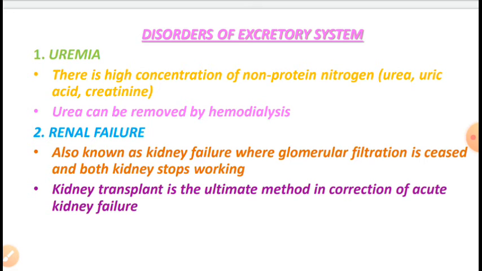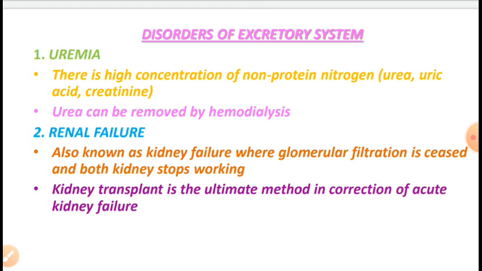When the kidney stops functioning, what is the main function of the kidney? The elimination of excretory waste or harmful substances from the body, that is the main function. And this condition, the accumulation of urea in blood, known as uremia, is highly harmful and may lead to kidney failure. In such patients, urea can be removed by a process of dialysis.